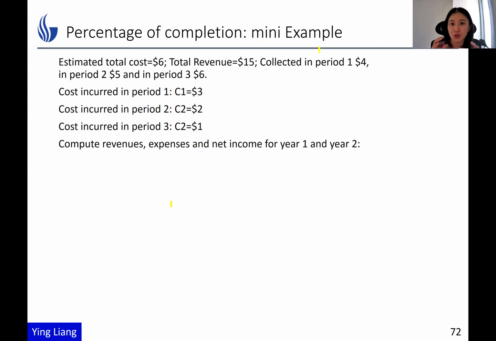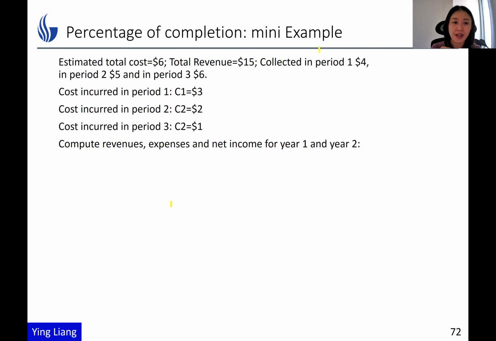Now, I'm going to first use a mini example where all the numbers, the dollars, are simplified. And then we're going to continue to the textbook example, which uses more complicated millions of dollars, the mix, the subtraction, and plus kind of more complicated. But the logic is still the same. So we're going to do a mini example first.